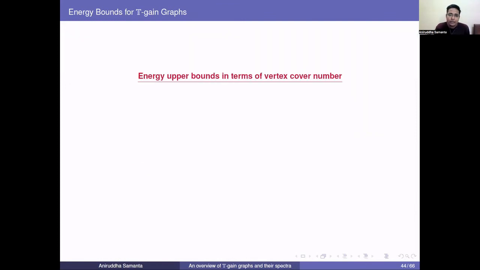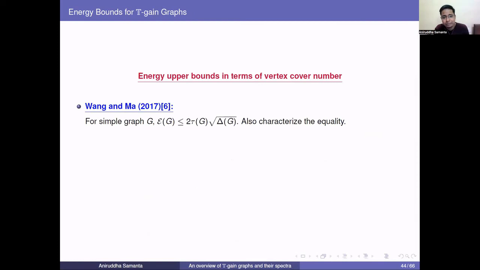Okay. Now, energy upper bound in terms of vertex cover number. Wang and Ma proved that for a simple graph G, the energy of G is less than or equal to 2 times tau times the square root of delta.